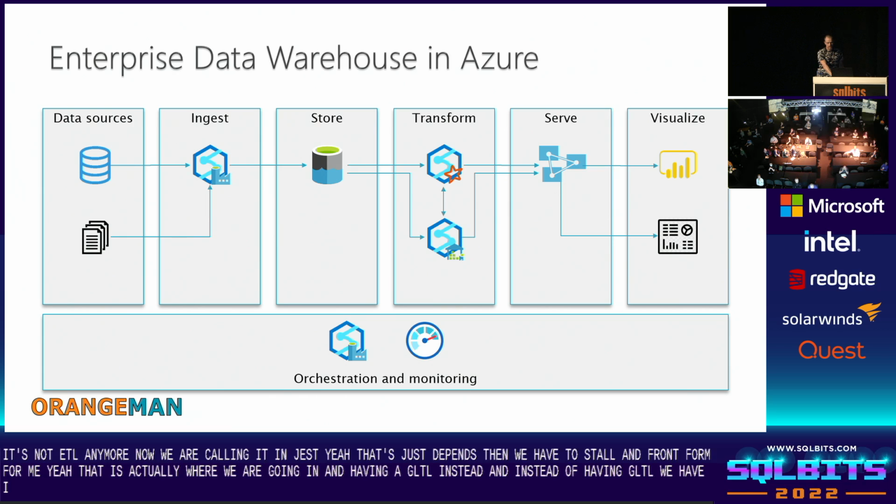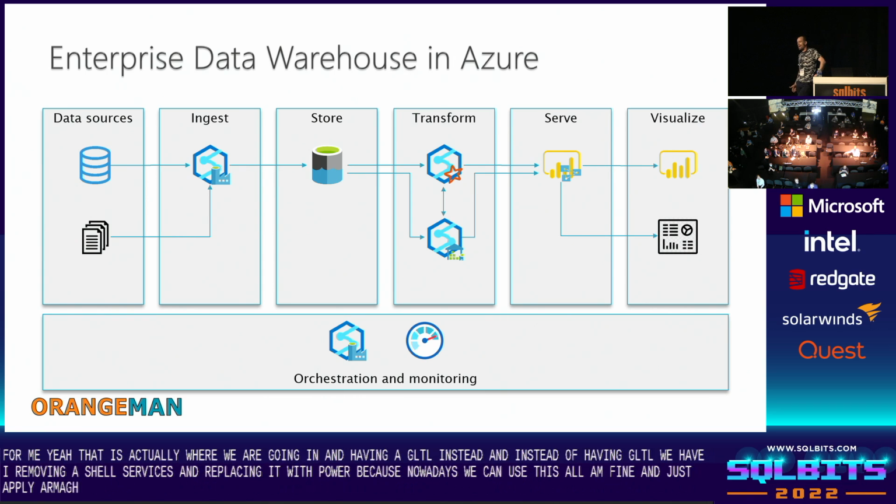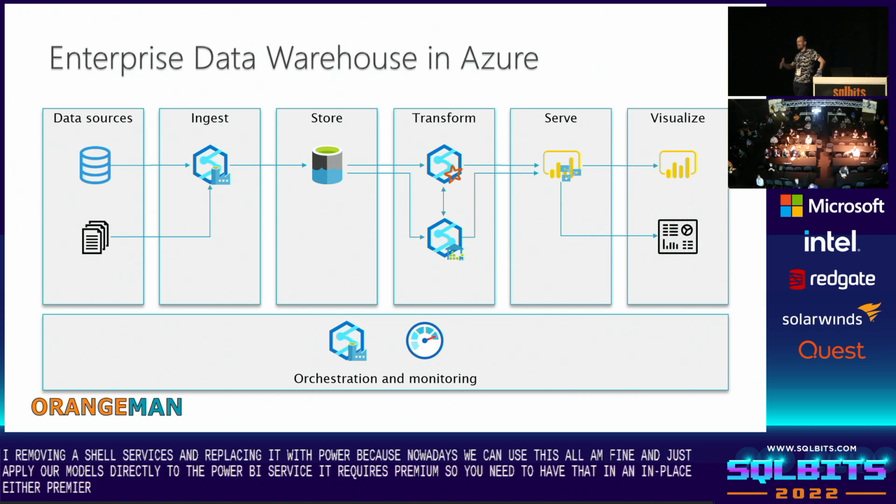So, taking this solution, we can do the first trick to make it even cheaper. And if you didn't see it, it is removing Azure Analysis Services and replacing it with Power BI. Because nowadays, we can use the XMLA endpoint and just deploy our models directly to the Power BI service. It requires Premium, so you need to have that in place, either Premium per User or a Premium capacity, to use this feature.